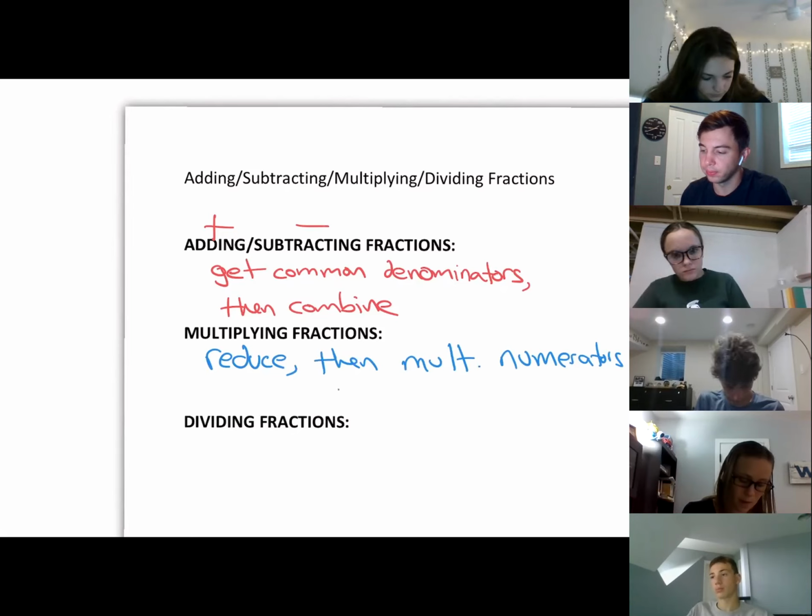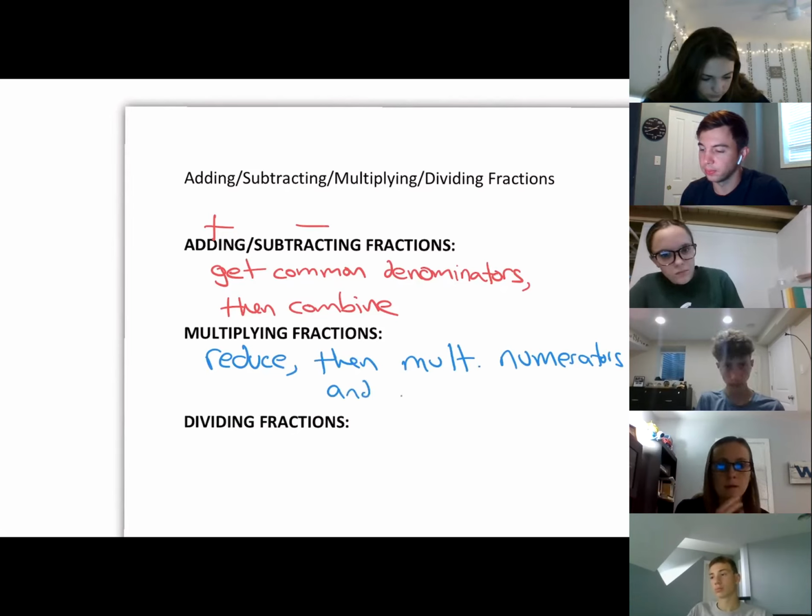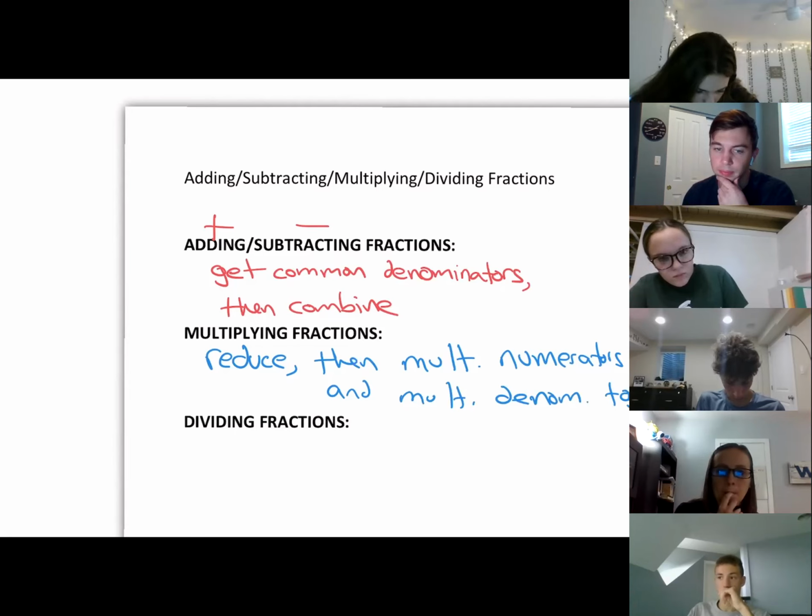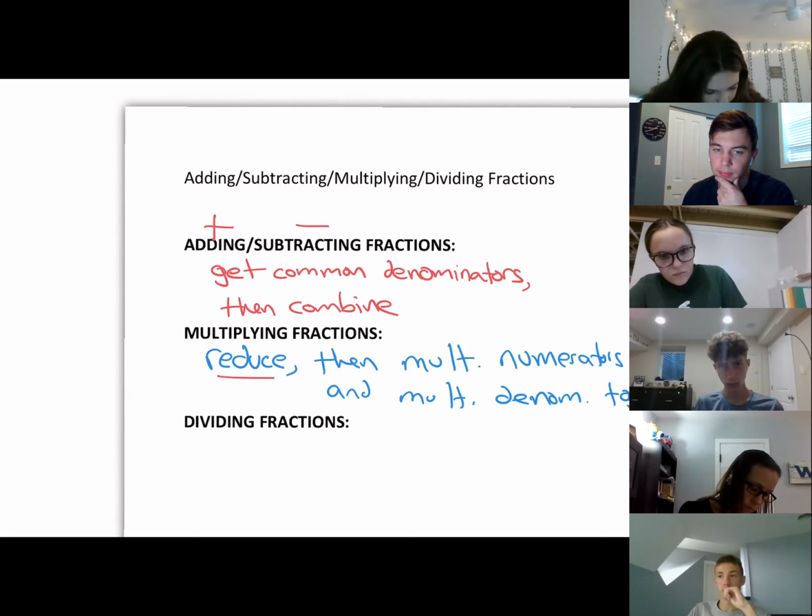Multiply the numerators together, and multiply the denominators together. Alright, so you multiply the tops and you multiply the bottoms. And if we've done a good job of reducing to start with, then we shouldn't have to reduce at the end.